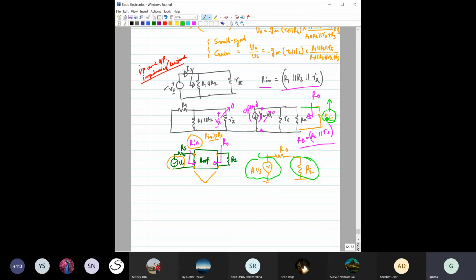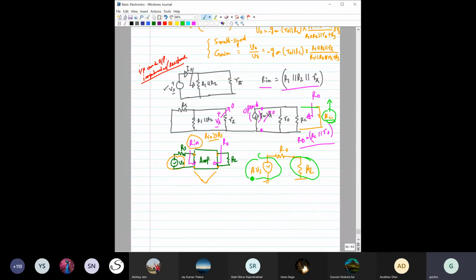RL should be as high as possible, because if you make this RL small, then what will happen? If you are considering this amplifier, the entire thing is in parallel, so if you reduce the value of RL, the total resistance here will fall, so the overall V output will fall down. So you want RL to be as high as possible. Sir, here AVS, the amplified signal, is always constant, right? I mean, it is independent of this RL.